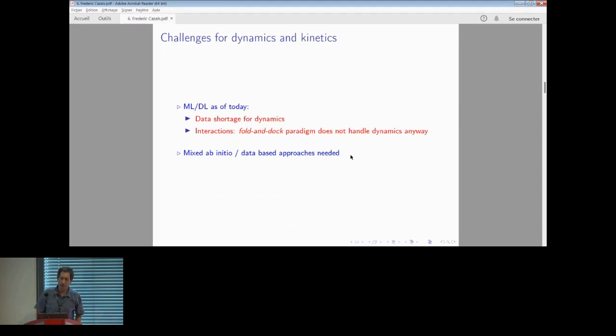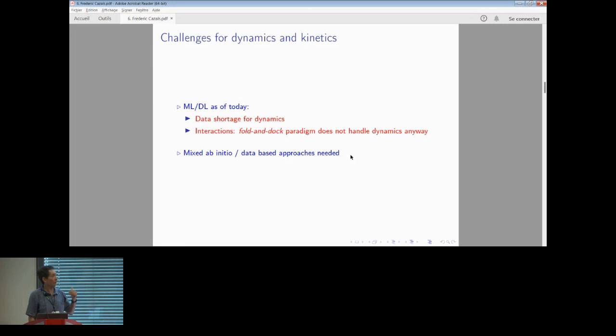And so if we step back and in order to motivate what we have been doing, in fact, nowadays, if you care for these properties, because machine learning and deep learning is so much trendy, in fact, there is a data shortage in order to study dynamics and kinetics using machine learning, deep learning. There are not so many very long simulations around.